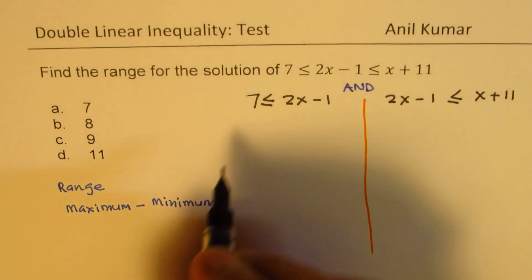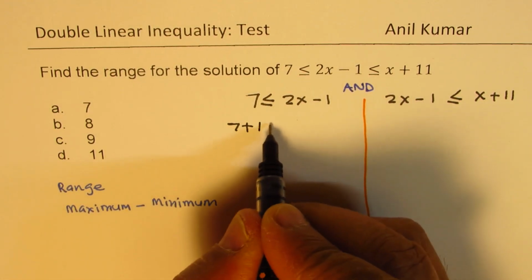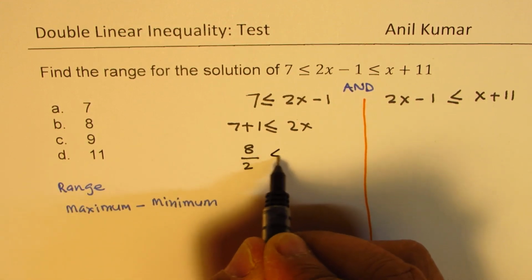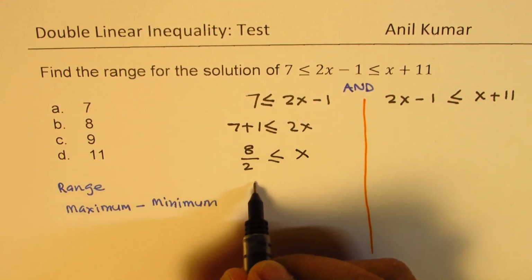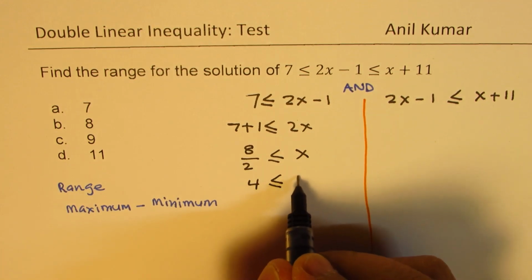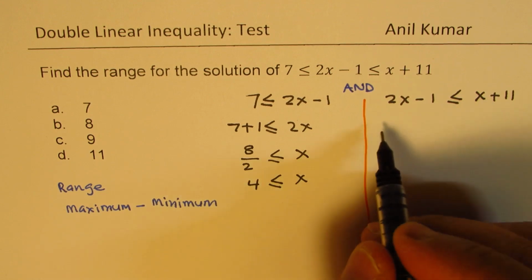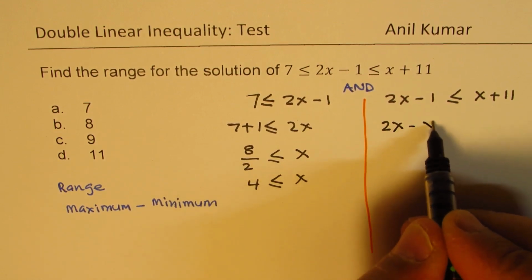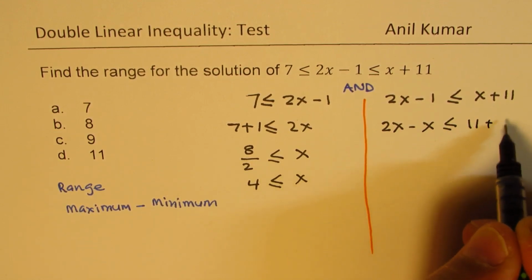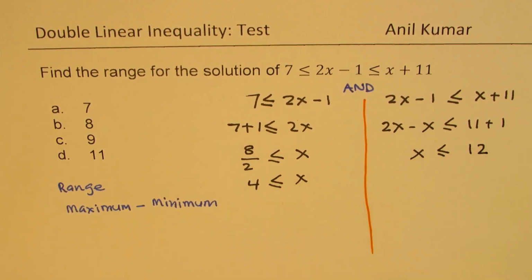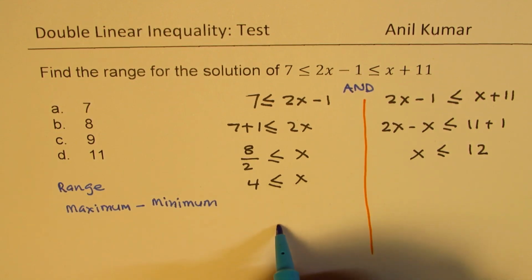Now bringing 1 to this side, we get 7 plus 1 is less than or equal to 2x. So 8, and we can divide by 2. So we get the value of x, which is 4. So x is greater than or equal to 4. On the other hand, we can bring x on this side. So we get 2x minus x is less than or equal to 11 plus 1, which is x less than or equal to 12. So as you can see here, the solution is, we get the 2 intervals.